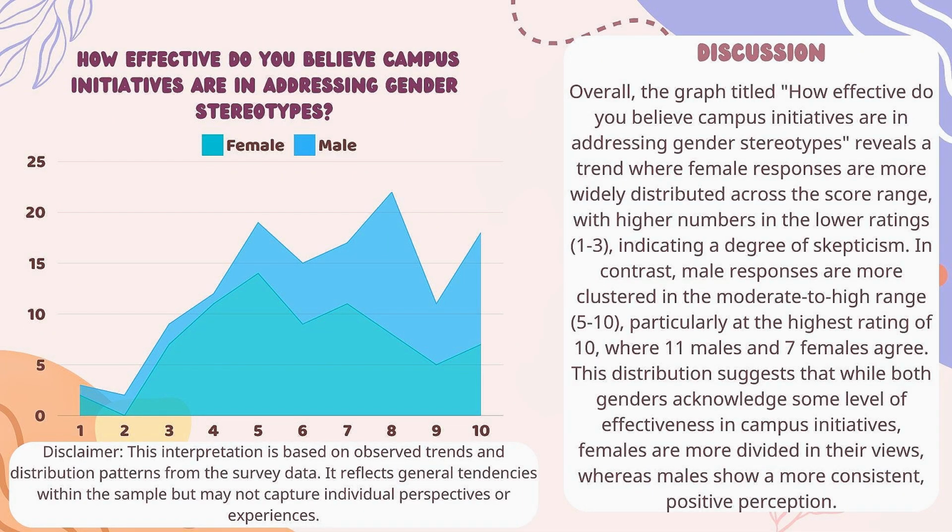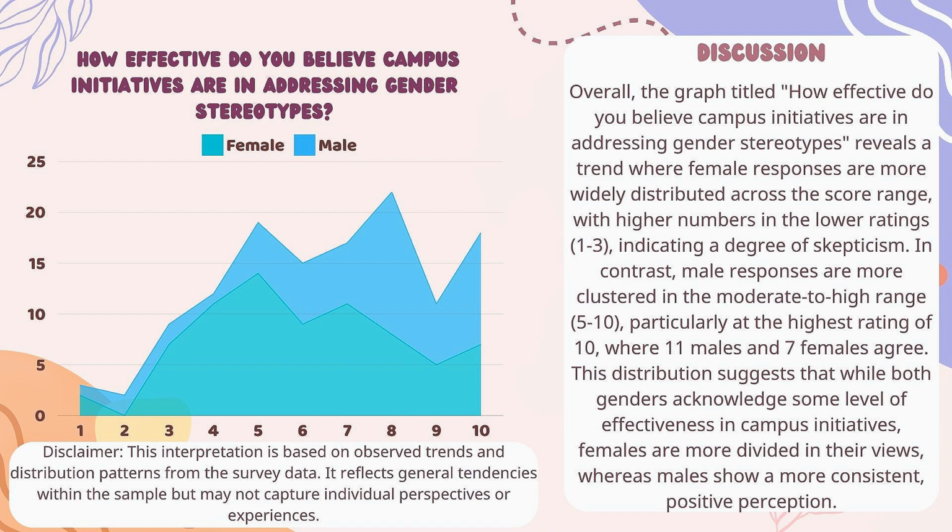The data shows a clear trend. The female respondents are more spread out across the scale, with a noticeable portion in the lower ratings from 1 to 3. This indicates that some female students are more skeptical about the effectiveness of these initiatives. In contrast, male responses are more concentrated in the moderate to high range, especially at the highest rating of 10, where we see 11 males and 7 females agreeing that campus initiatives are highly effective.